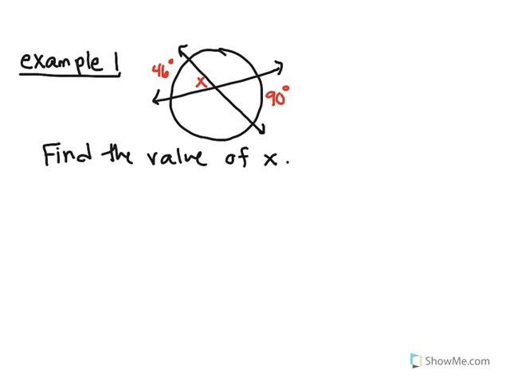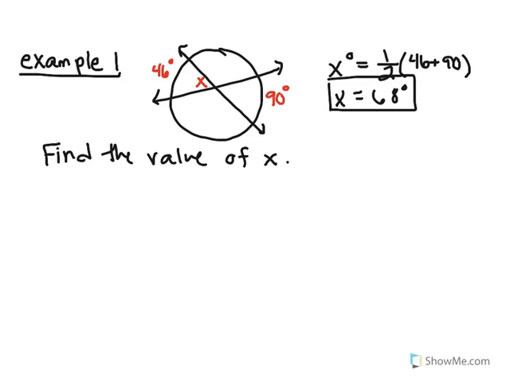So here we have an example, and we have the intersection of these two secant lines inside the circle, and so we are going to solve for X by following the formula. The measure of X is going to be equal to 1/2 times the sum of the intercepted arcs. So that would be 46 and 90. And therefore, X is going to be equal to, let's see, 68 degrees. Just like that.